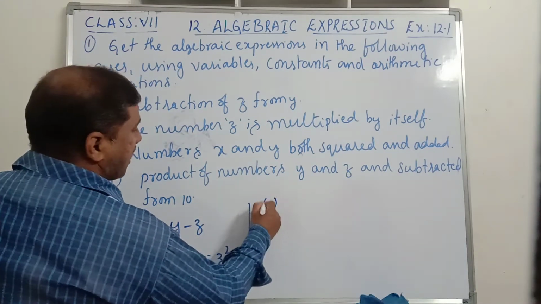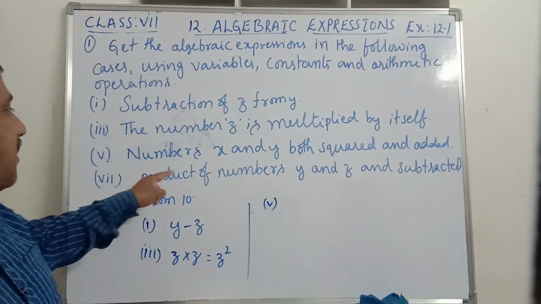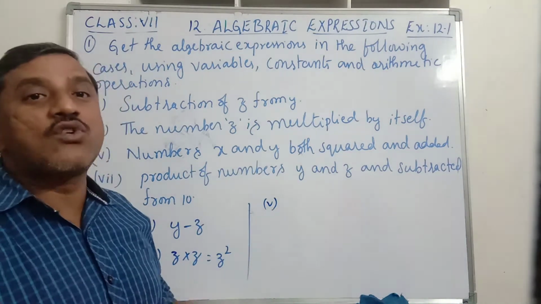Next, the fifth bit: here we have the numbers x and y both squared.